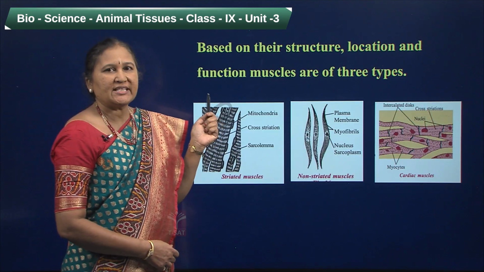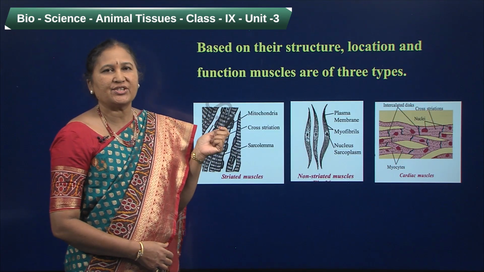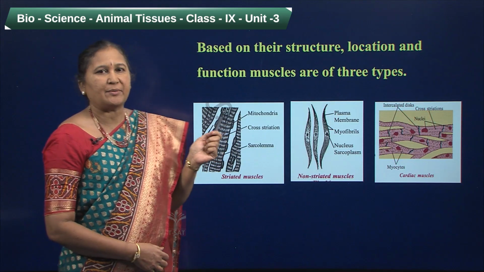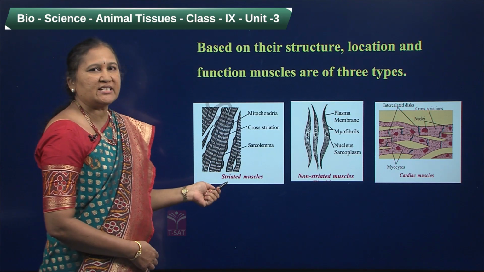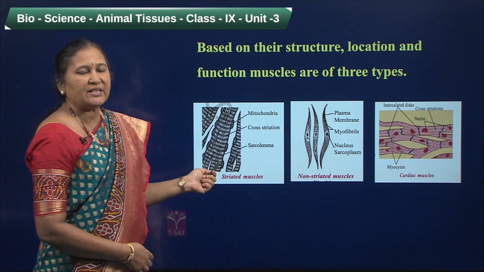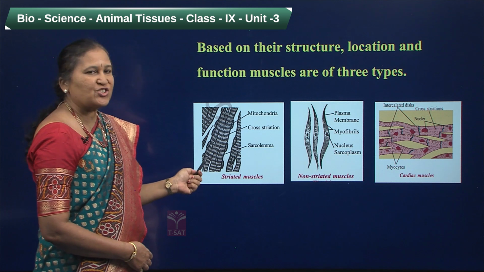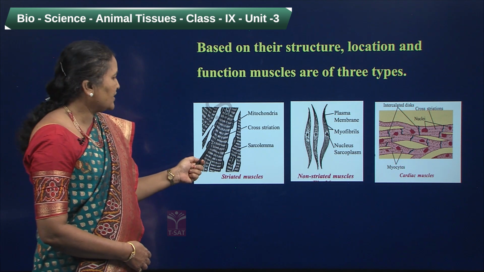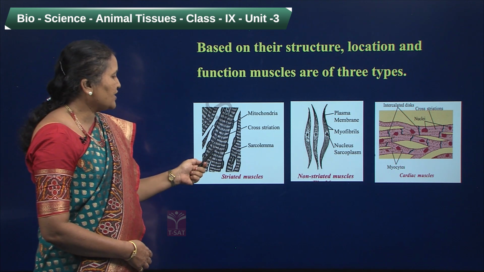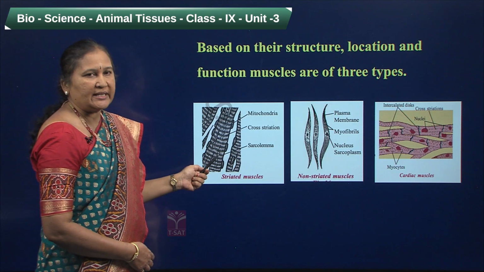Based on their structure, location and function, muscles are of 3 types. The first type of muscle is the striated muscle. Look at the picture, children. Here you can see some striations or bands. These are the striations. These striations are alternate light and dark bands.